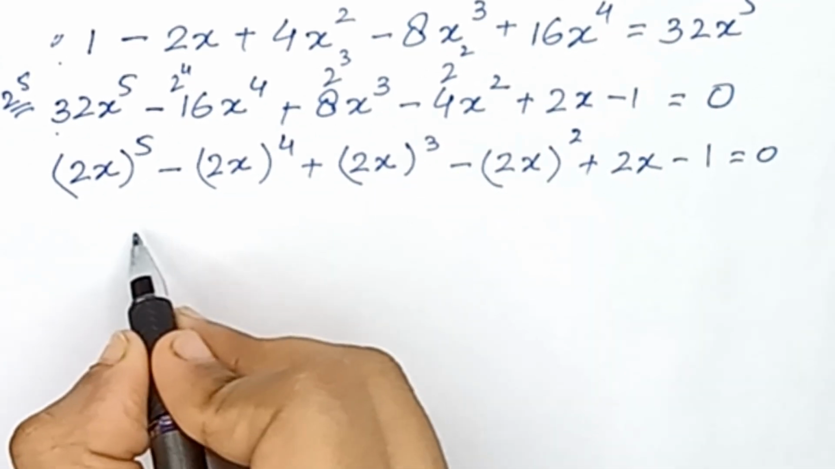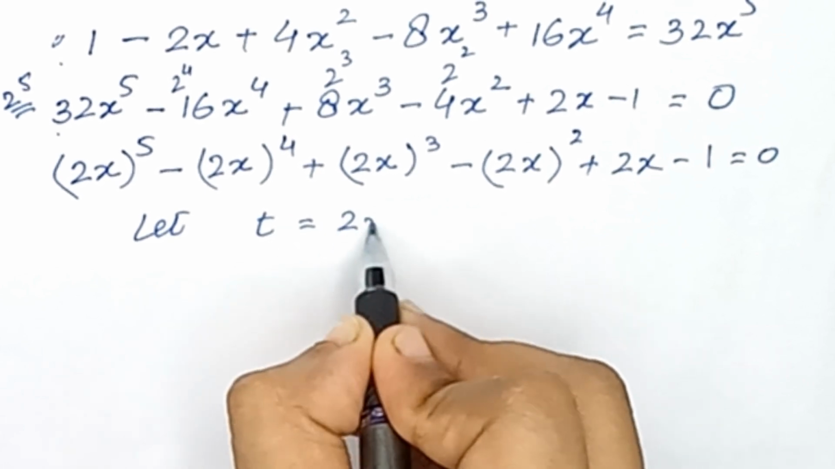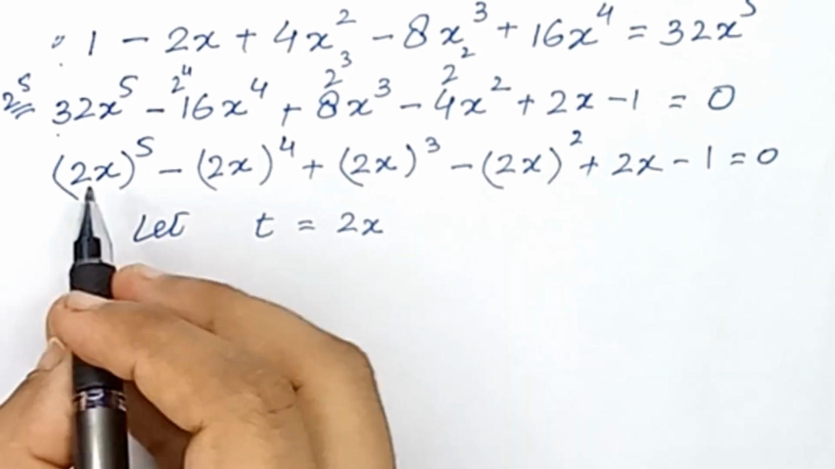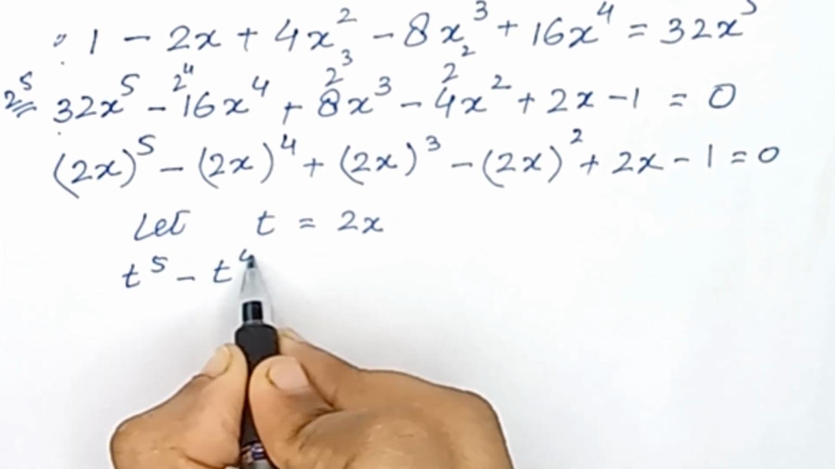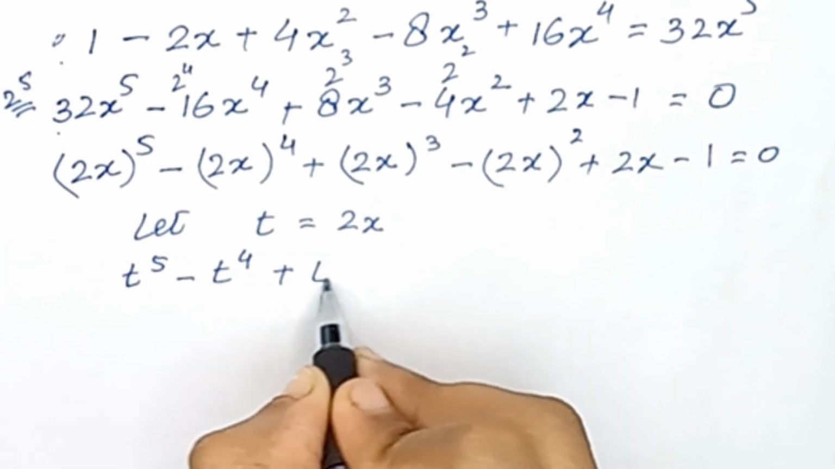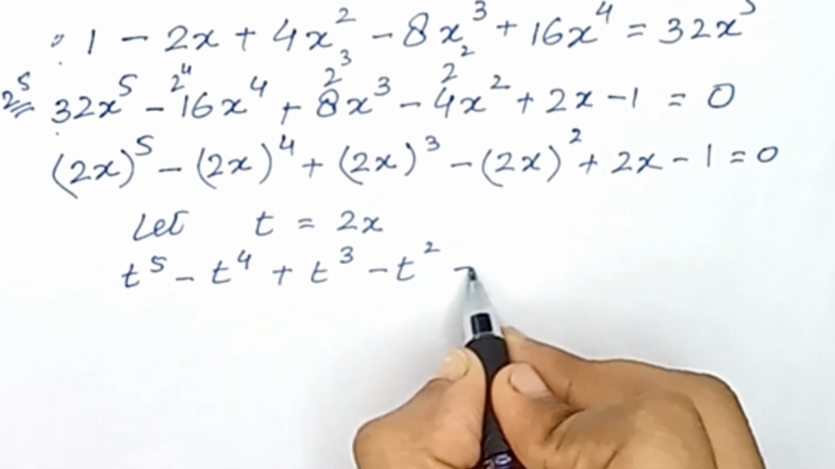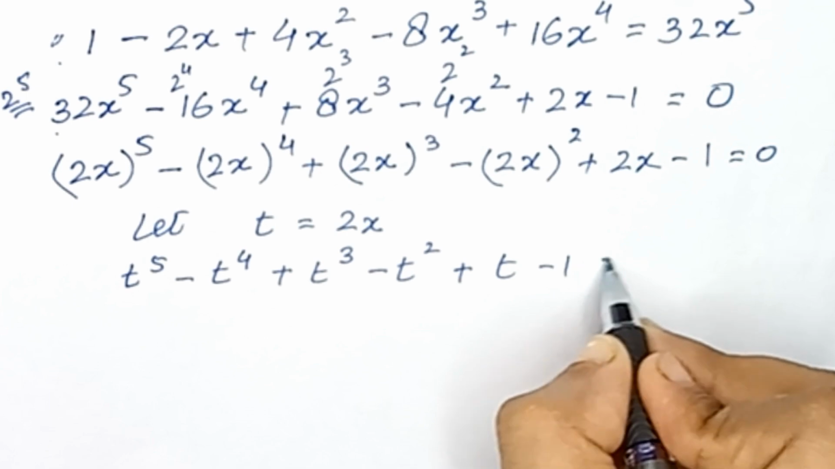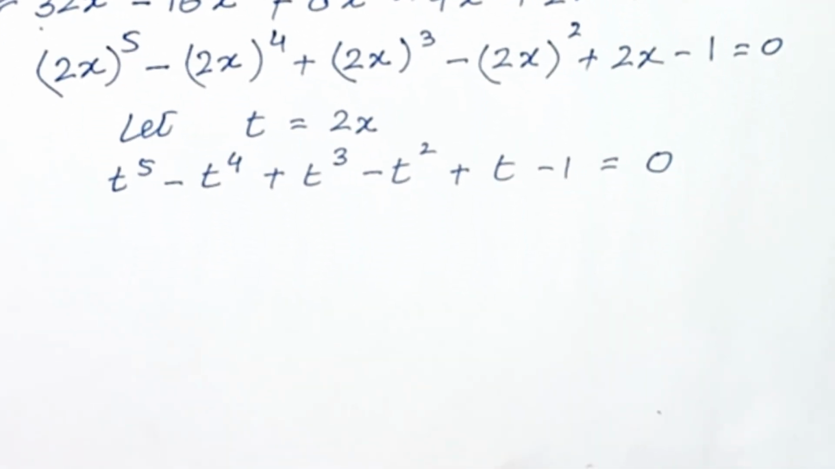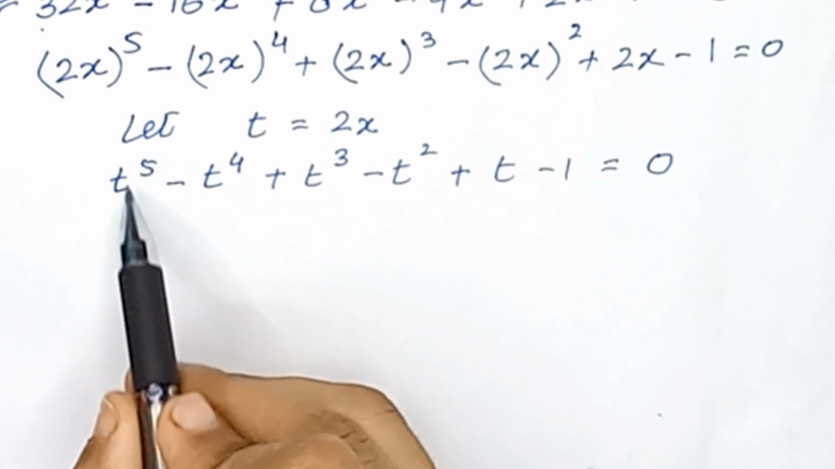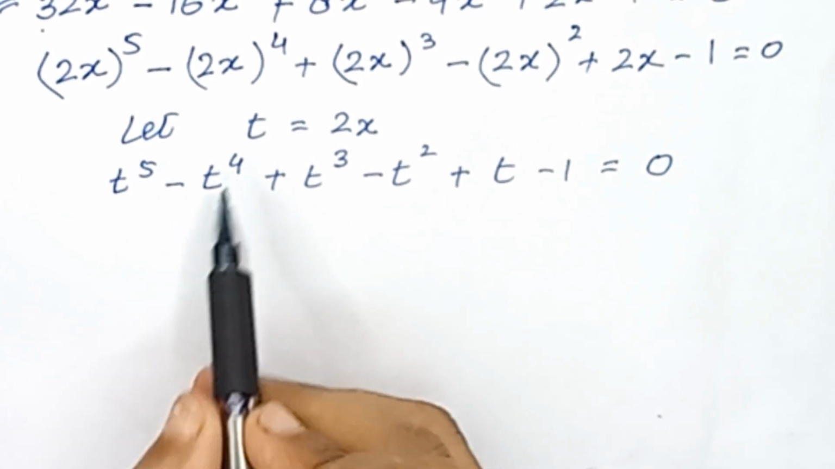Now we will let t be equal to 2x. Then our above equation will become t raised to the power 5 minus t raised to the power 4 plus t raised to the power 3 minus t raised to the power 2 plus t minus 1 equal to 0.